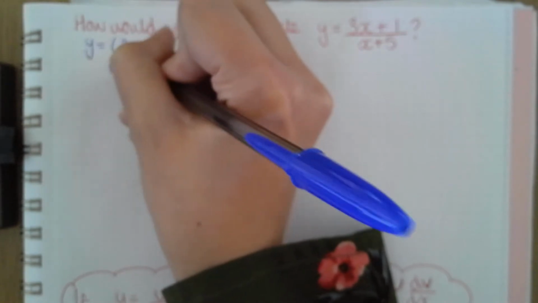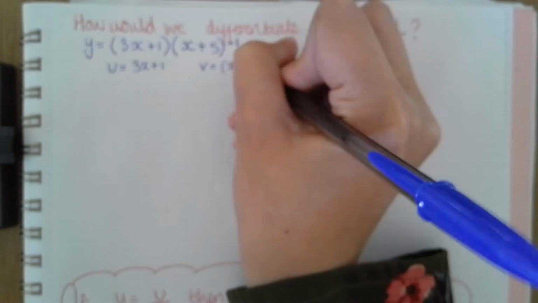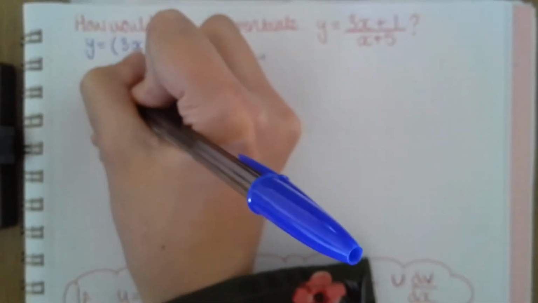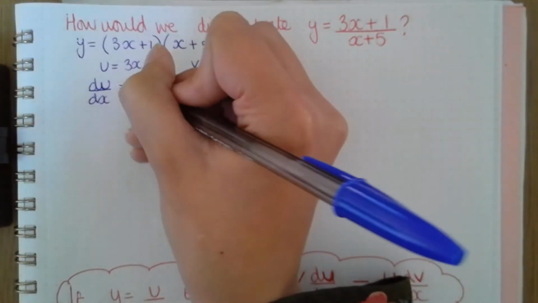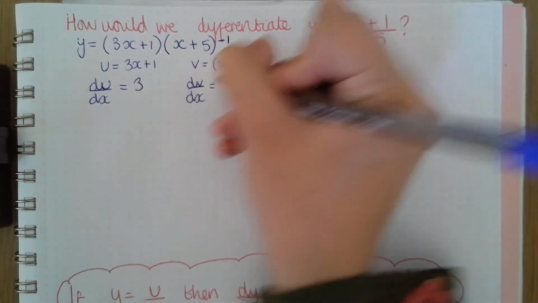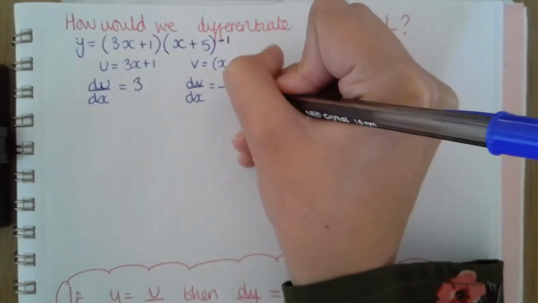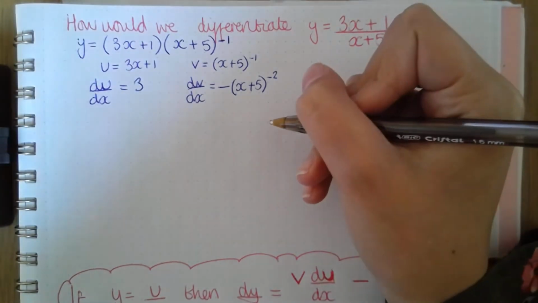Then we could use the product rule, so u would be 3x plus 1, v would be (x plus 5) to the power of negative 1, and du/dx, we could then differentiate the 3x plus 1, it's gone a bit blurry, and get 3, and we could differentiate dv/dx, and we would get negative (x plus 5) to the negative 2.